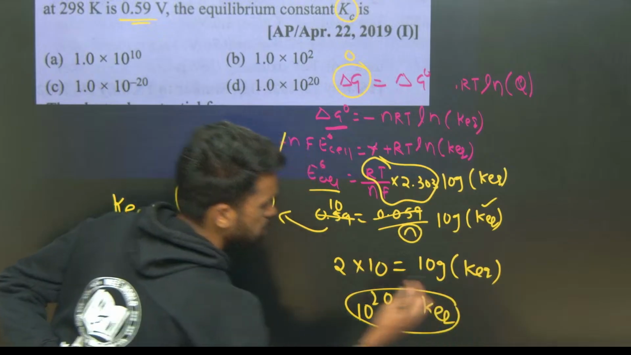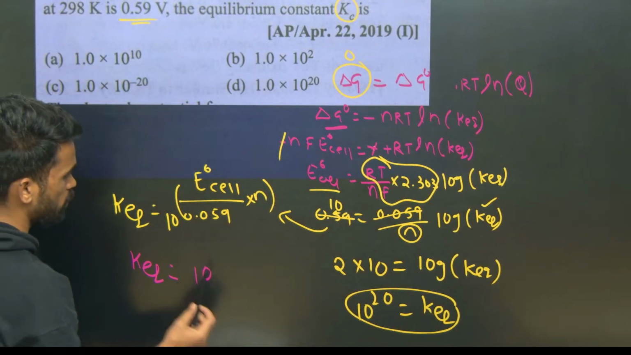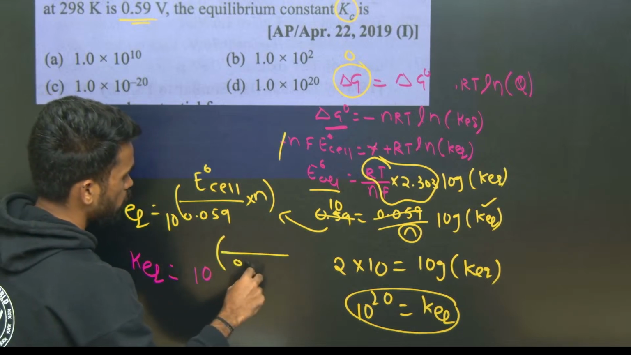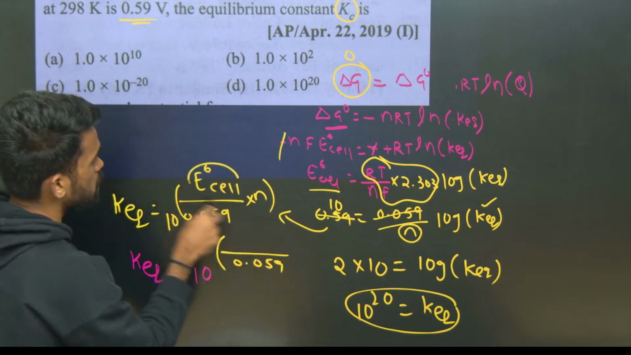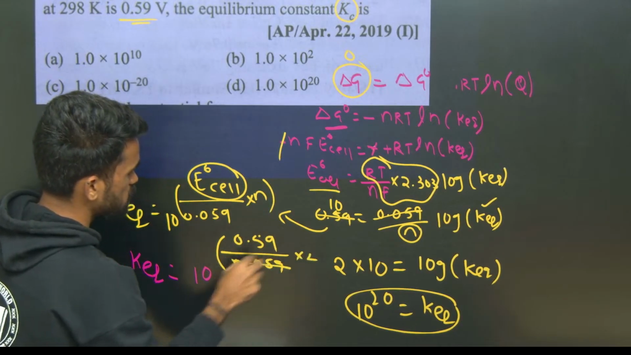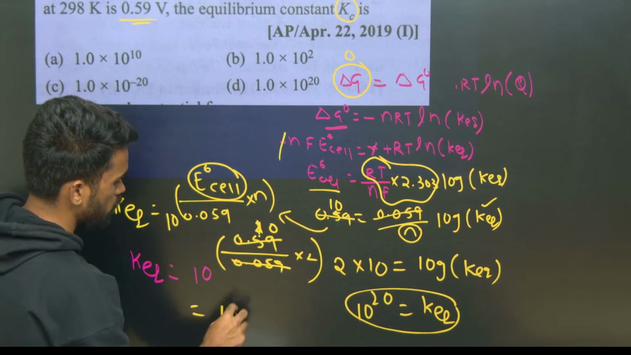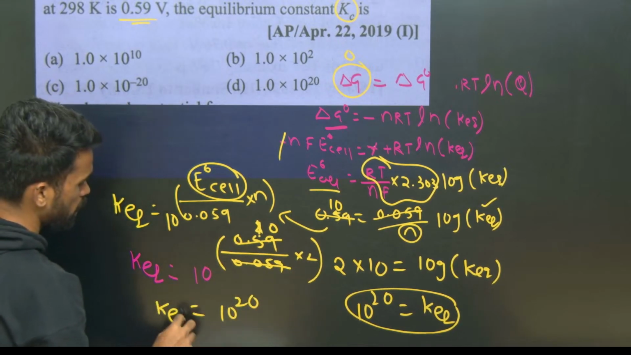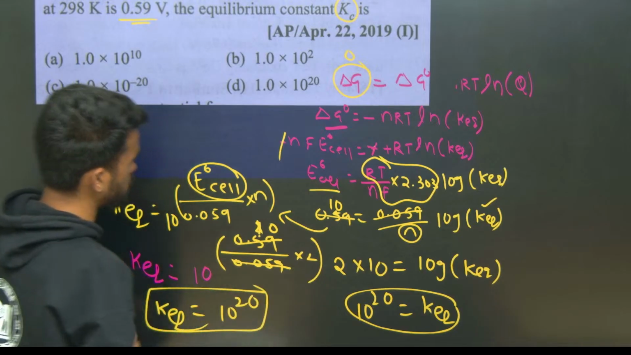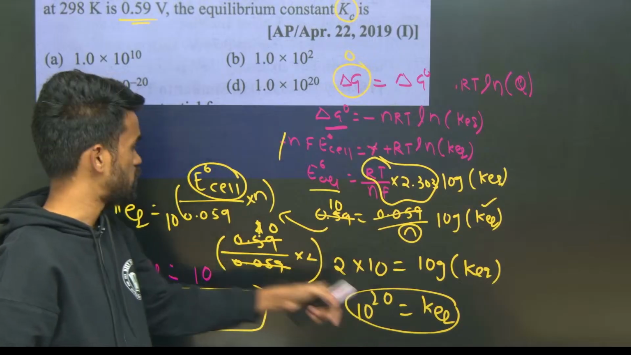Like this also you can do, directly use this formula. K equilibrium equals 10 to the power E naught cell by 0.059 into n. E naught cell value is mentioned as 0.59 into 2, so this will be 10 times 2, which is 20. So 10 power 20. That's it. In both ways you are going to get the same answer. So either use this direct formula or you can use the complete derivation.